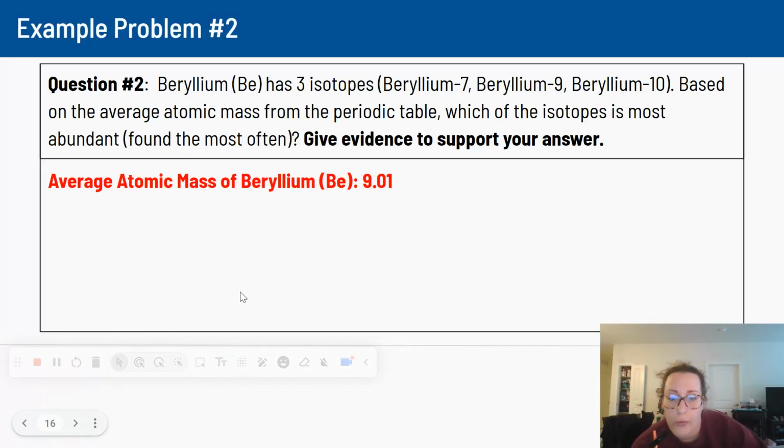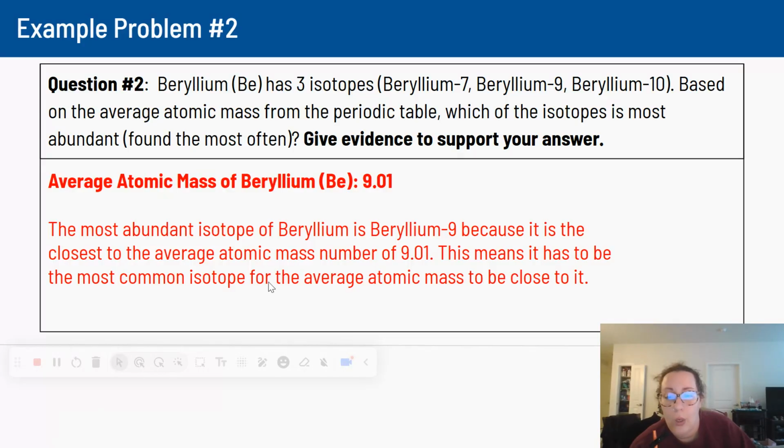The average atomic mass of beryllium is 9.01. So the isotope that is most abundant is going to be beryllium-9 because it has the closest number to the average atomic mass number of 9.01. That means it has to be the most common isotope for it to be really close to it. So the evidence in this answer is going to be the average atomic mass number. If you did not include that, make sure you go back and include it in your answer.